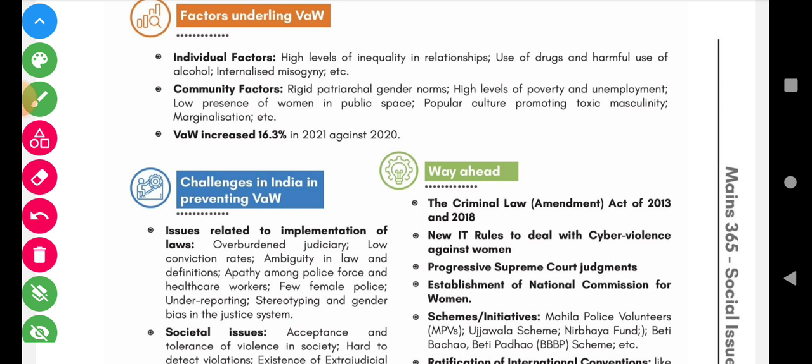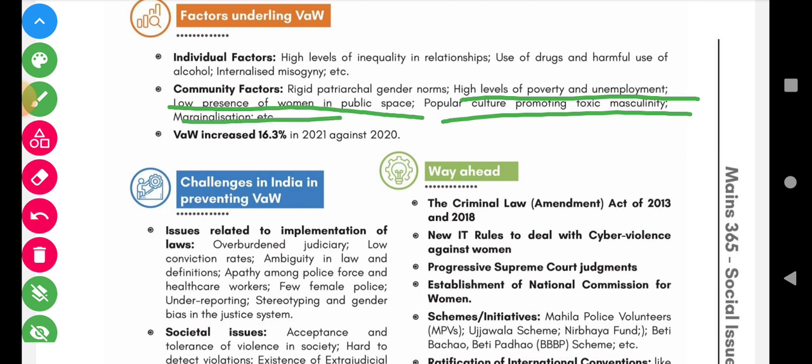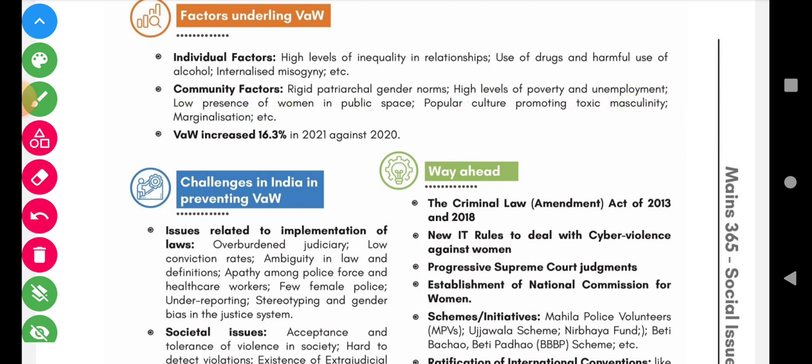The second factor is community factors: rigid patriarchal gender norms, high levels of poverty and unemployment, low presence of women in public space, popular culture promoting toxic masculinity, and marginalization, etc. And violence against women increased by 16.3% in 2021 against 2022.